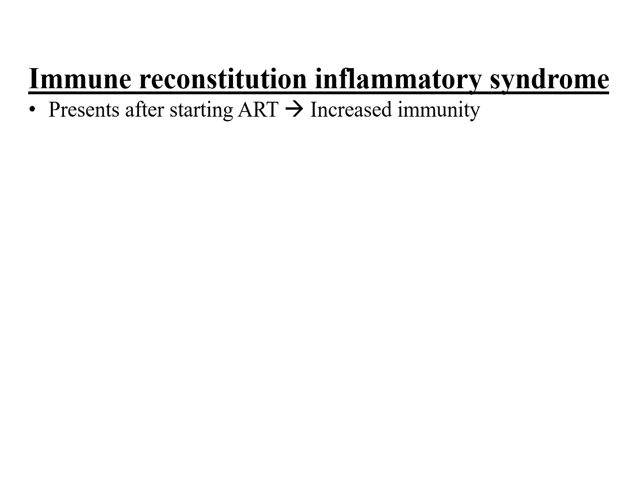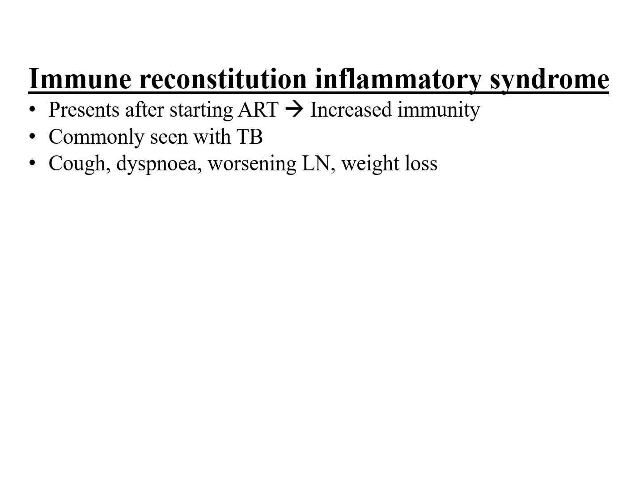Once you start the patient on ART, the patient will have immunological responses, what is called immune reconstitution inflammatory syndrome, also called IRIS. Here the patient will have gradual progressive improvement in the immunity, which results in manifestation or worsening manifestation of opportunistic infection, most commonly tuberculosis. So the patient might present with cough, dyspnea, enlarging lymph nodes or weight loss.